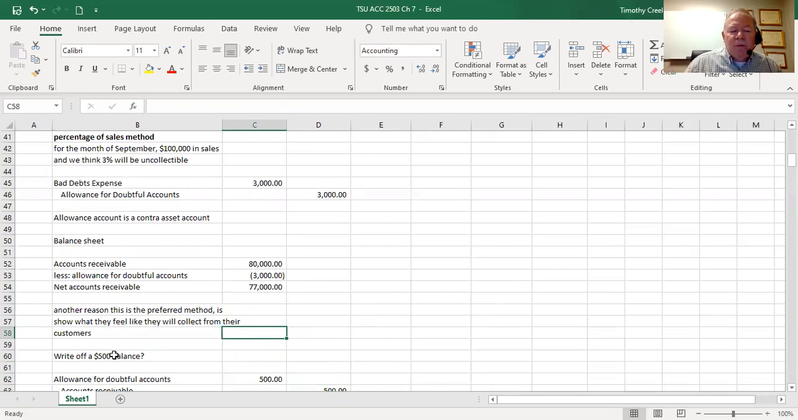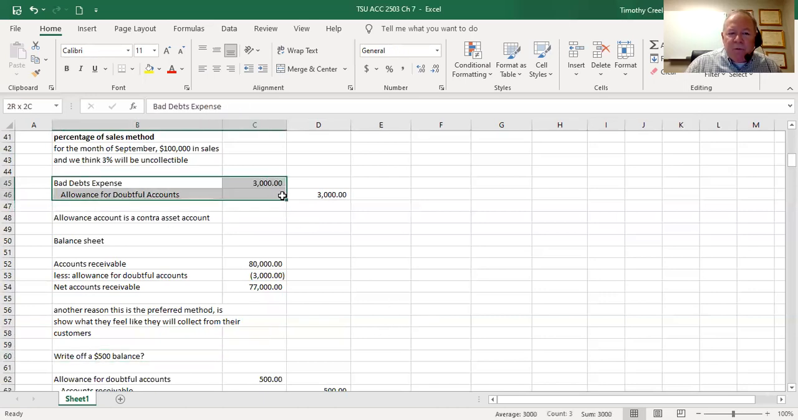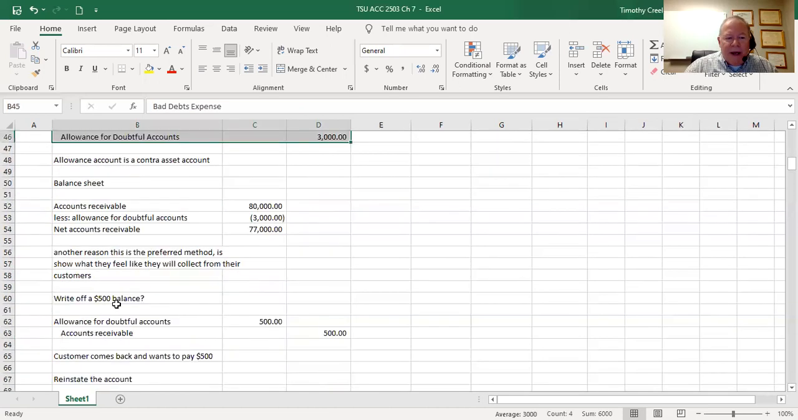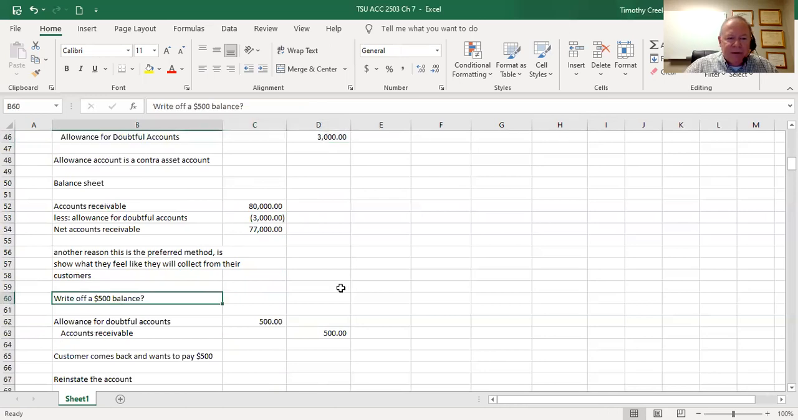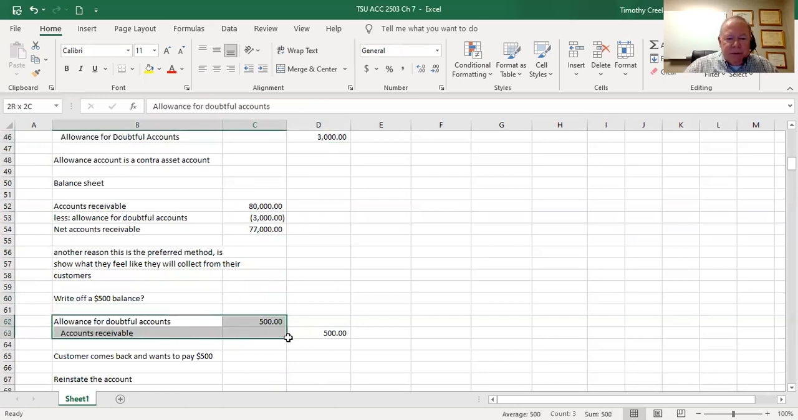Now, what if you have to write off an account? Notice that when we made this entry, it was more of a general entry of what we felt like we were not going to collect based on the sales that we made during the period. So if we wanted to write off a $500 balance, what we would do is debit the allowance for doubtful accounts, and credit accounts receivable.